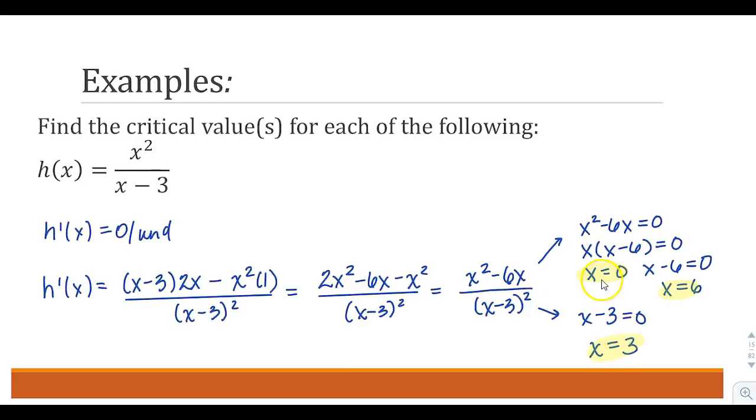But we have to be careful because we have to make sure these are in the domain of the original function. Now on a rational function, the only values that create a problem are any that make the denominator equal 0. So the domain is everything except 3. So we have to go ahead and remove 3 as a critical value. The only critical values are 0 and 6. So my critical values here are 0 and 6.